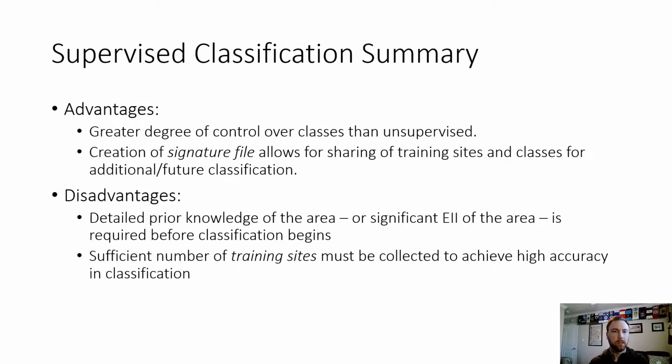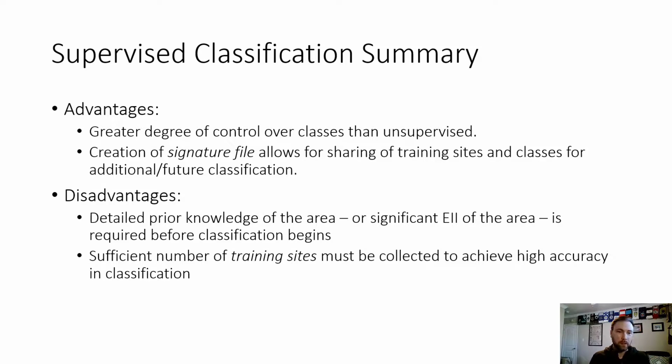So what are the advantages of supervised classification? You have a greater degree of control over classes than unsupervised because it actually takes the human variable into account, right? So it takes someone's firsthand experience, maybe actually in the real world doing ground truthing, or at least having that ability to recognize what land cover types are with the human eye, and then sharing that information, training the algorithm to identify similar spectral signatures. So greater degree of control over the classes than unsupervised. The creation of a signature file allows for sharing of training sites and classes for additional or future classification.